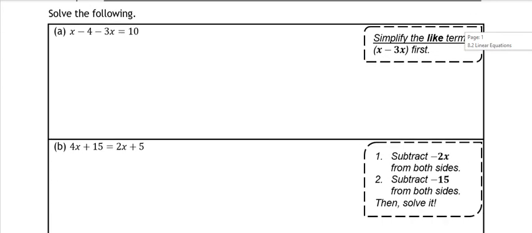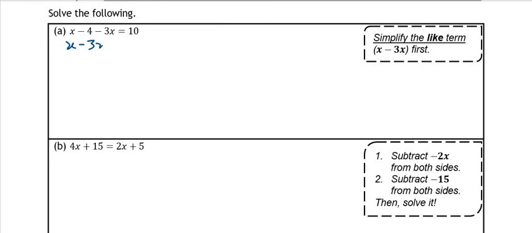Example number 1, solve the following. So here you have x minus 4 minus 3x equals 10. What you're going to do first is to simplify the like terms, which is x minus 3x. So I'm going to arrange this first, x minus 3x, and then minus 4 equals 10. So x minus 3x, you will have negative 2x minus 4 equals 10. This is already simplified.